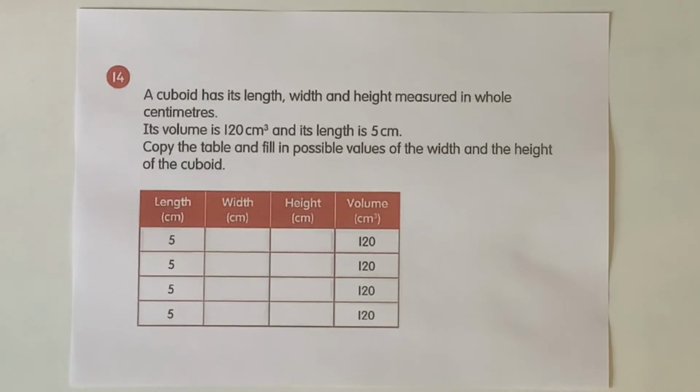Okay, let's have a look at question 14. We are told that a cuboid has its length, width and height measured in whole centimetres. Its volume is 120 cubic centimetres and its length is 5 centimetres. Okay, so I can picture that, a cuboid with a length of 5 centimetres and its volume is 120 cubic centimetres. Copy the table and fill in possible values of the width and height of the cuboid.